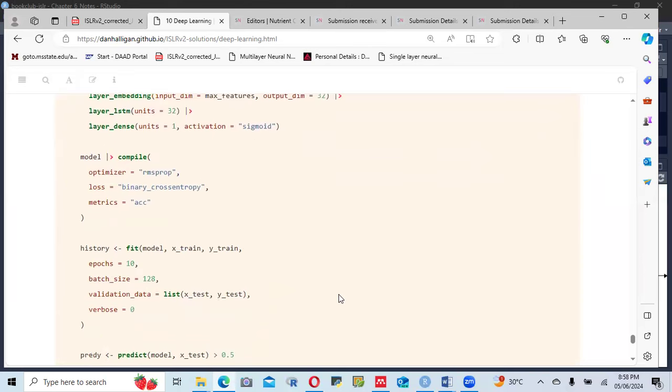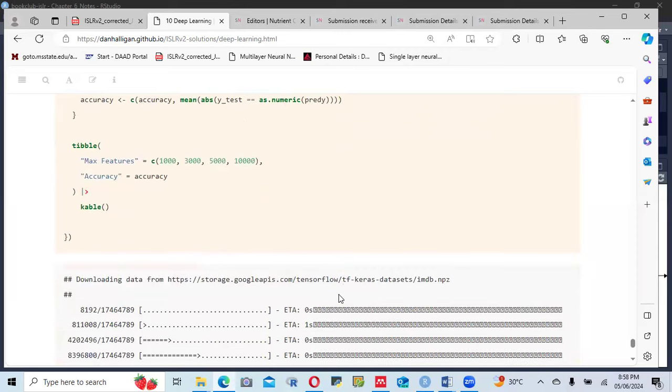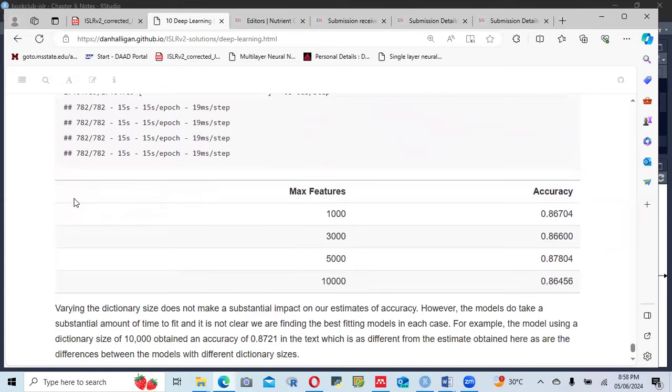So then we will fit the model. Okay, maximum features. These are the features. Then they specify the accuracy. Then we combine so that it is in the form of a table. So we can see that when we have 1,000, the accuracy is 0.086704. When we had the max features of 3,000, this is the accuracy. When we have 5,000, this is the accuracy we can get from the model. When we have 10,000, we get 0.86454.